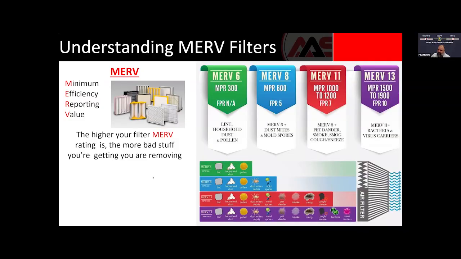So if you have any questions about what filter you can use, definitely consult your HVAC contractor. He should be able to tell you whether you can take a MERV 8, a MERV 11, or a MERV 13 filter.